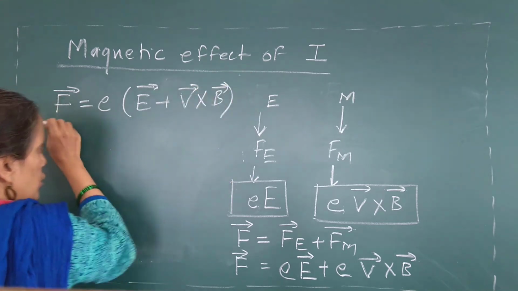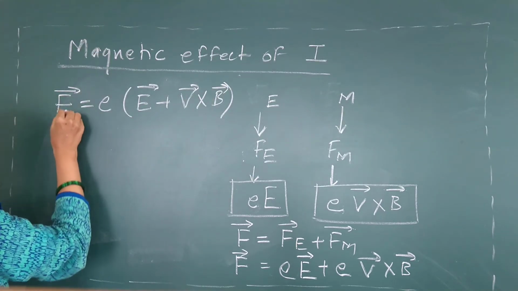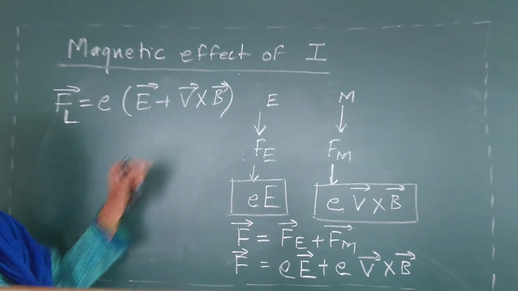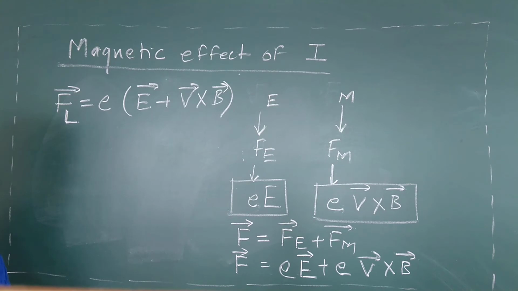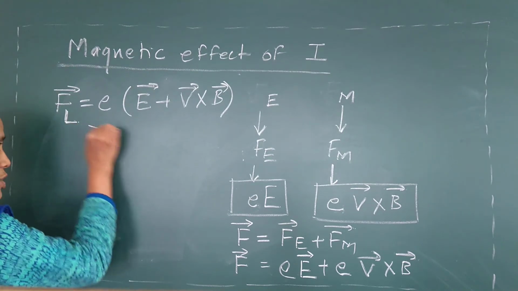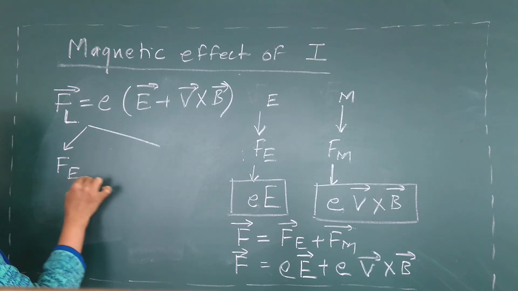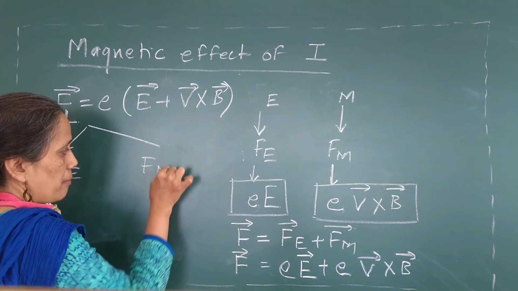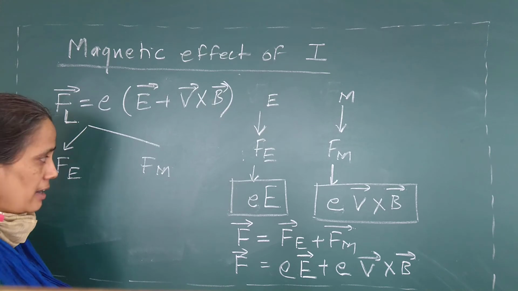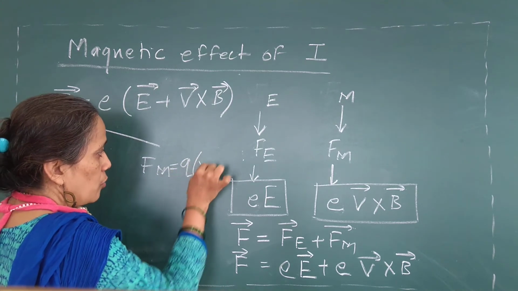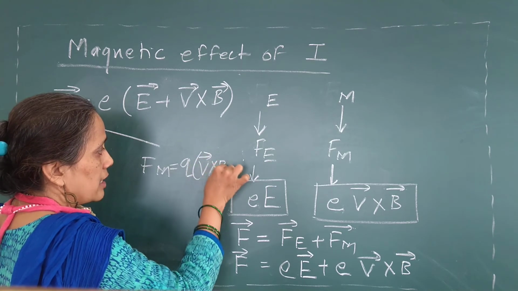And this equation is called the Lorentz force law. So this is your Lorentz force law. Now under this Lorentz force law, you have two forces. One is the electric force, another is the magnetic force. Clear? This magnetic force magnitude is Q into vector v cross vector B.